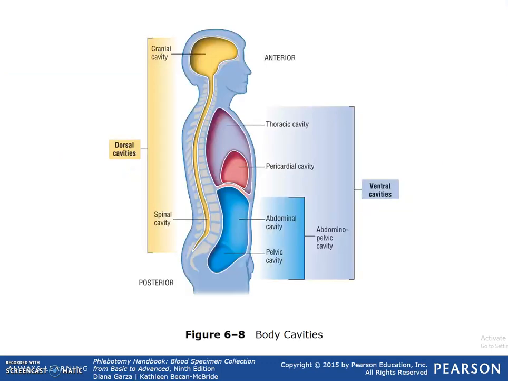There are different types of body cavities: the thoracic cavity, the pericardial cavity, the abdominal cavity, the pelvic cavity, the abdominopelvic cavity, the spinal cavity, and the cranial cavity. You can also look at them as a whole in the ventral cavities and the dorsal cavities.